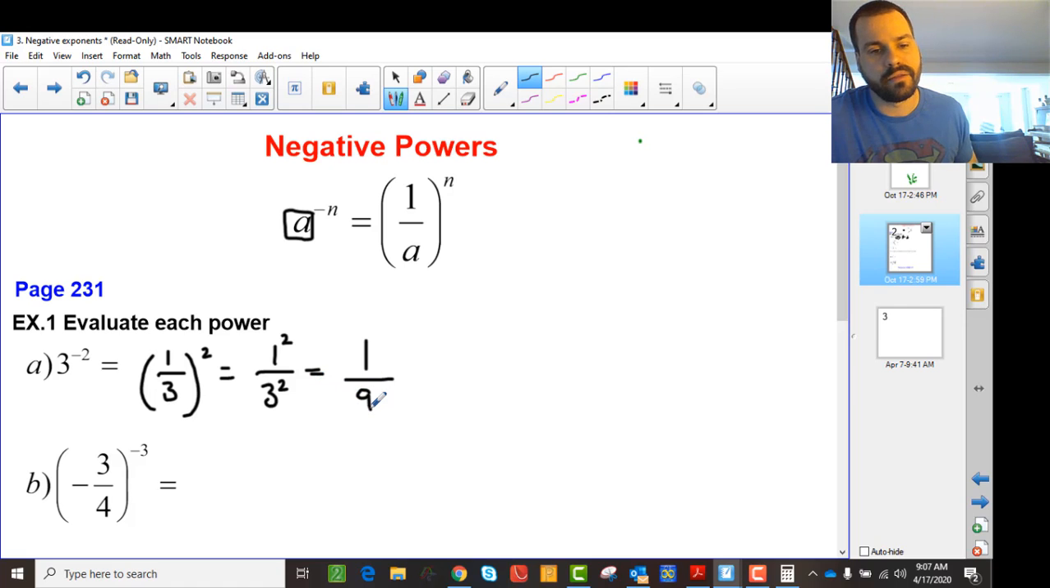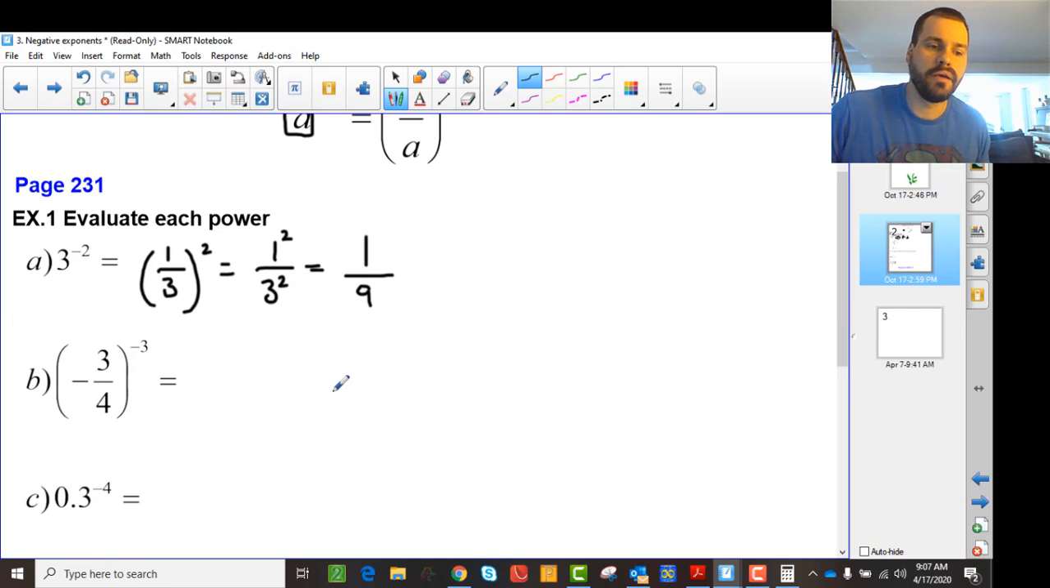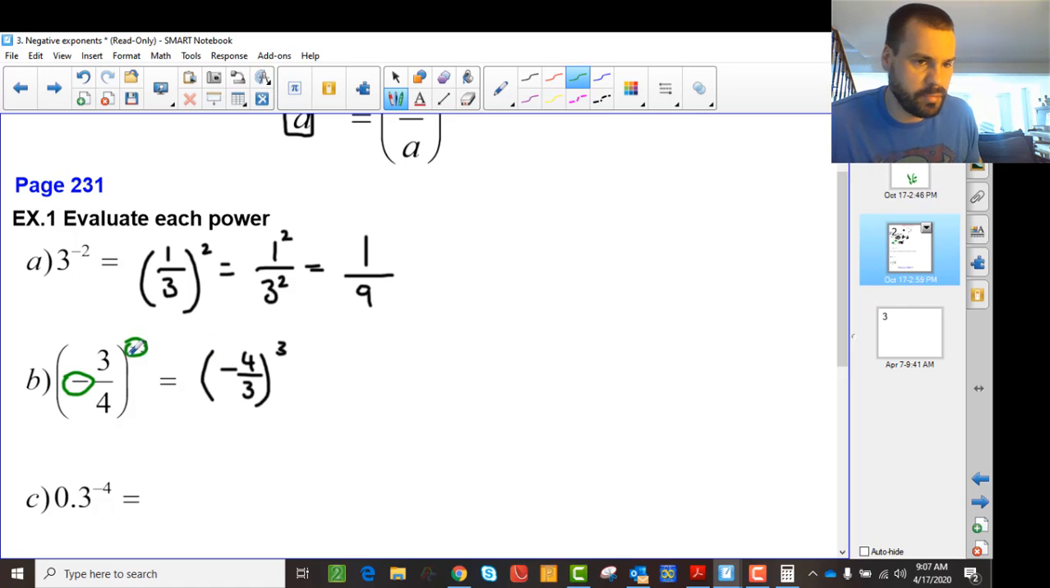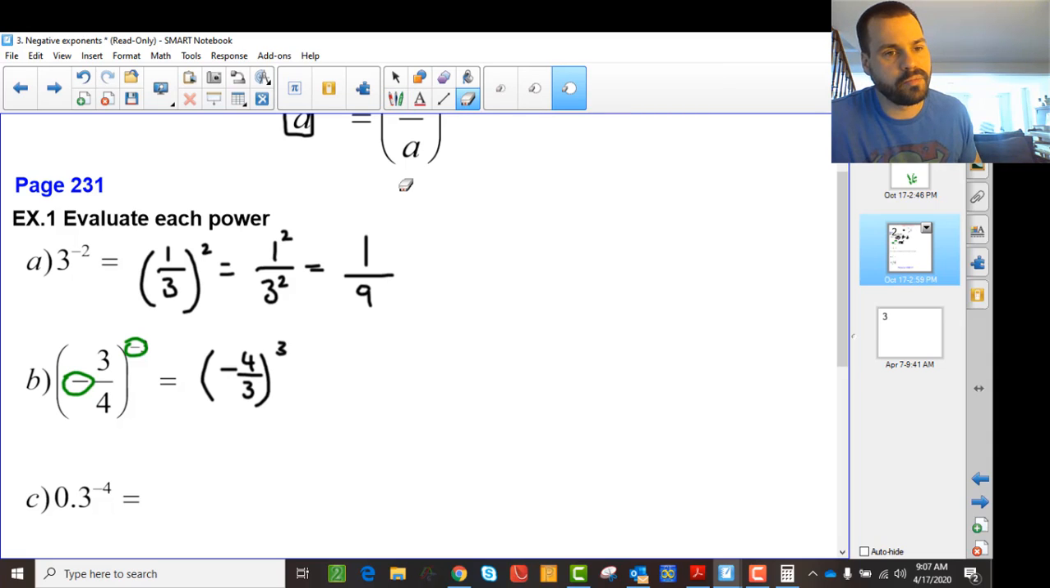So we get 1/9. Okay, here, this minus 3/4 gets flipped, so it becomes minus 4/3. And then cubed. Please don't make a mistake that a lot of people do and assume that this negative somehow relates to this negative. They don't have anything to do with one another, all right? It's not like two negatives make a positive. So people get that confused a lot of the time, and it's not something that we want to do.